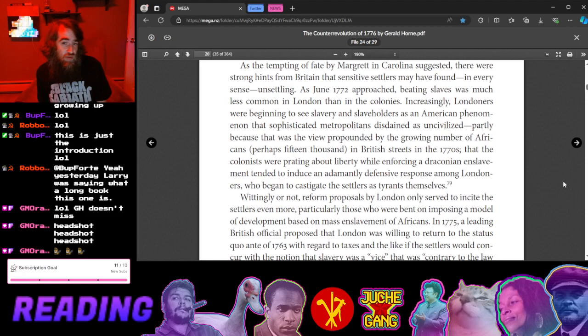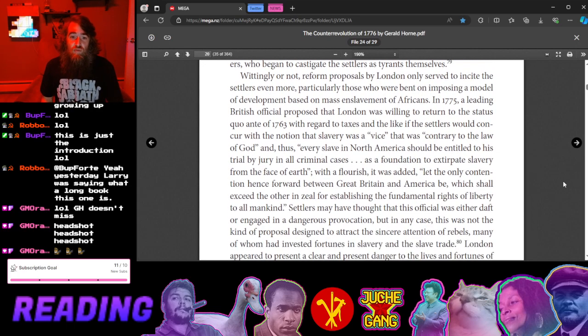As June 1772 approached, beating slaves was much less common in London than in the colonies. Increasingly, Londoners were beginning to see slavery and slaveholders as an American phenomenon that sophisticated metropolitans disdained as uncivilized, partly because that was the view propounded by the growing number of Africans, perhaps 15,000 in British streets in the 1770s. That the colonists were prating about liberty while enforcing a draconian enslavement tended to induce a defensive response among Londoners, who began to castigate the settlers as tyrants themselves.